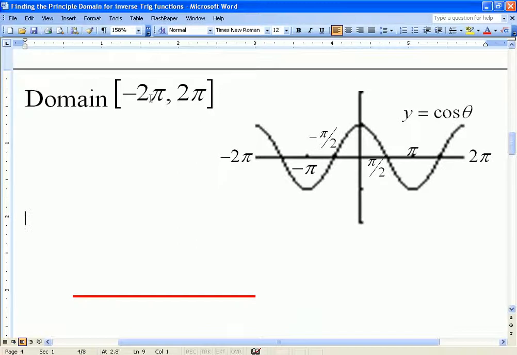The same with the cosine graph. We can see that y equals cosine theta is a function. It would obey the vertical line test. But when we take a horizontal line, the same as with the sine graph, we can see that a horizontal line will cut it in more than one place. Thus, the inverse of the cosine graph is not a function.